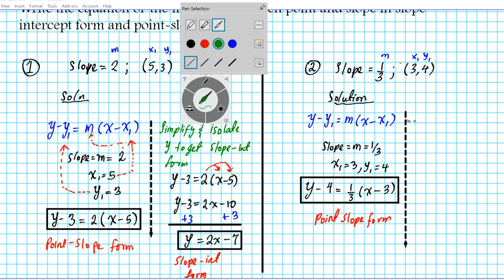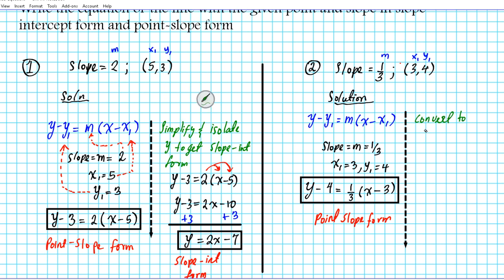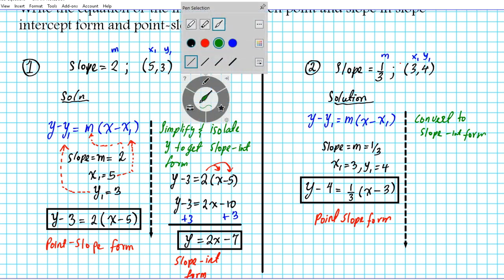So we're going to convert to slope intercept form, following the same procedure that we used in number 1, which is to simplify and isolate y. Let's rewrite the point slope form: y minus 4 equals 1/3 (x minus 3). To simplify, we're going to distribute 1/3 to x and also to negative 3. What does that yield?